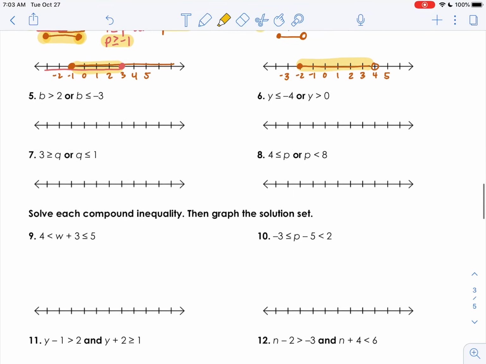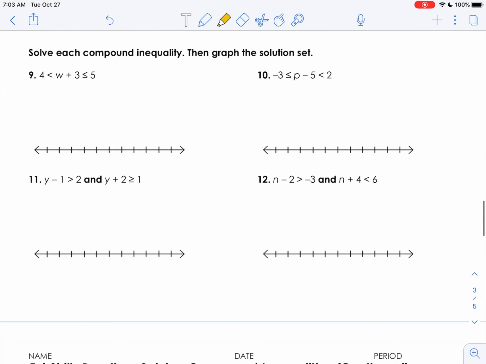Alright, now we're going to skip down to the next section where it says solve each compound inequality, then graph the solution set. So here we're going to work on 9, 10, 11, and 12. I'm going to start with number 9. 4 is less than w plus 3 is less than or equal to 5. So we can solve this just as it is, trying to get the w by itself in the middle. And so the only thing that I need to get rid of is the 3. So if I subtract 3 here, I have to subtract 3 everywhere. And we're going to show that work.